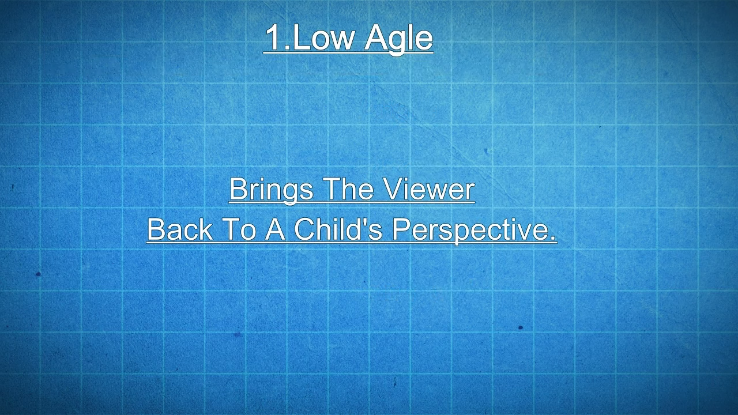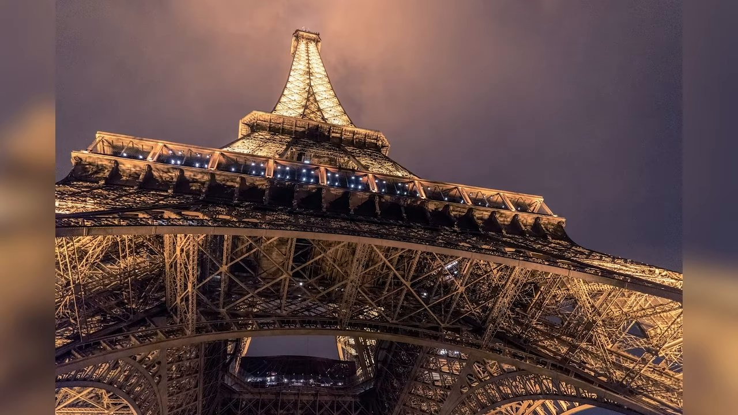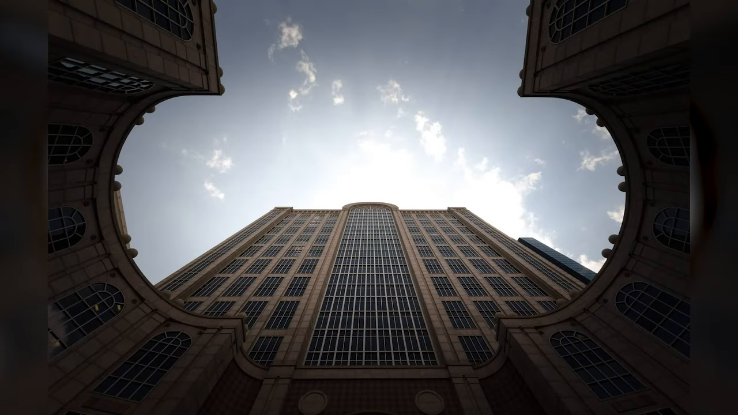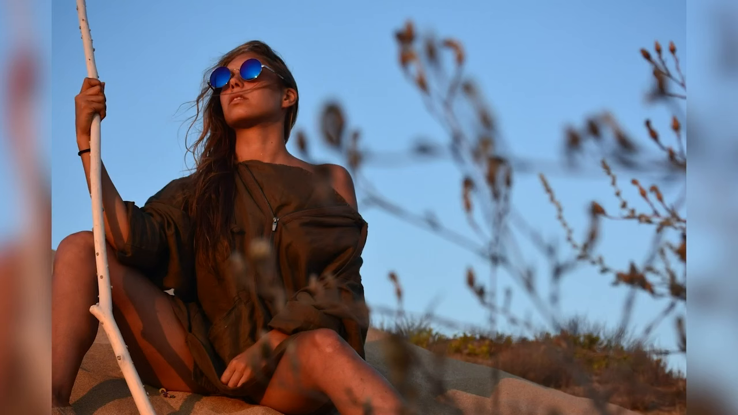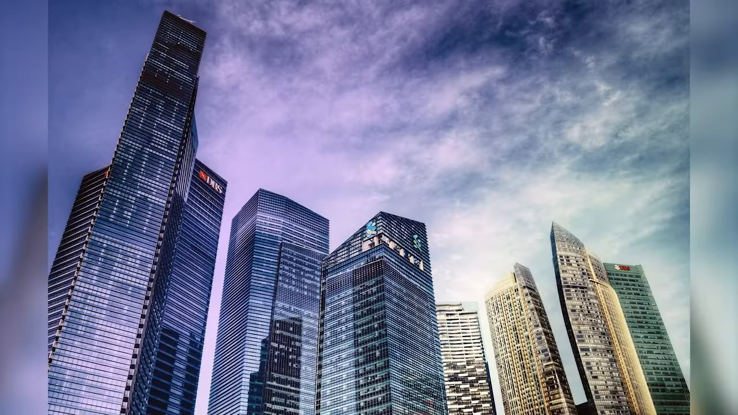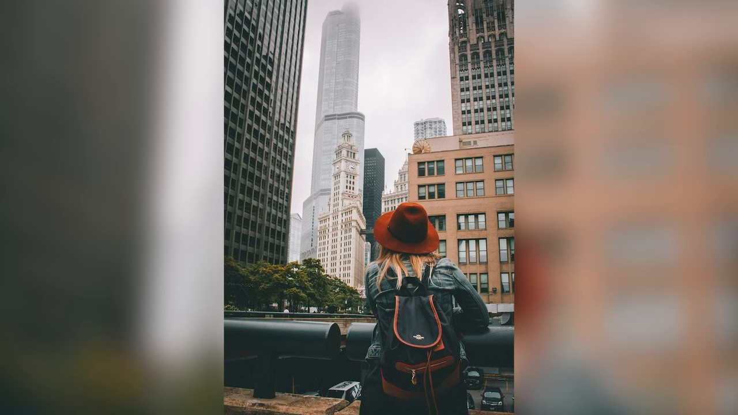Low angle brings the viewer back to a child's perspective. The world seems so much bigger, and your subject is much more superior at this angle. This angle is achieved by simply being lower to the ground than your subject and shooting up at it. Take this city, for example. The lower that you shoot, the bigger the city looks. Typically, when we look up to something, we value it highly. The same goes for photography.